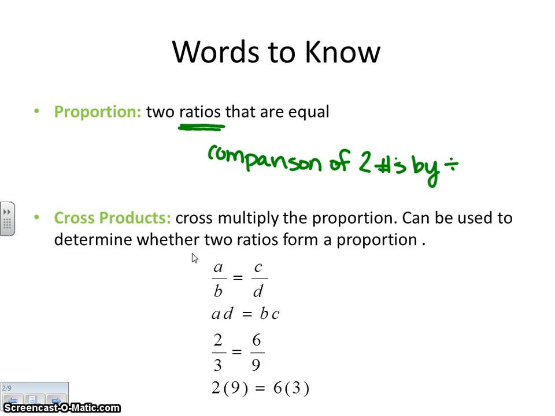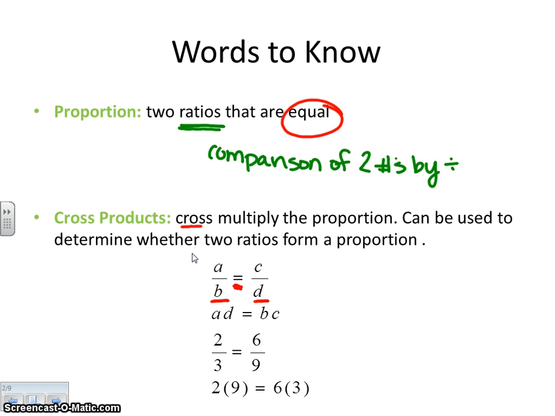Now, we've got also another word to know called cross product. And this is really cool because you can actually cross multiply a proportion. And this can be used to determine whether two ratios form a proportion. So for this example, I have A over B equals C over D. Now there's this equal sign, and that's what makes it a proportion, when two ratios are equal.